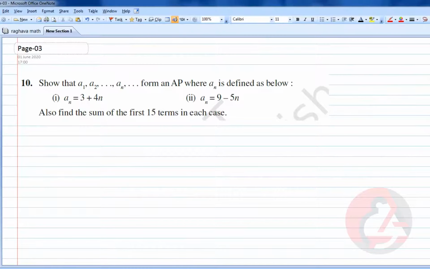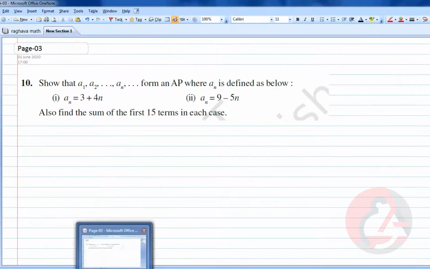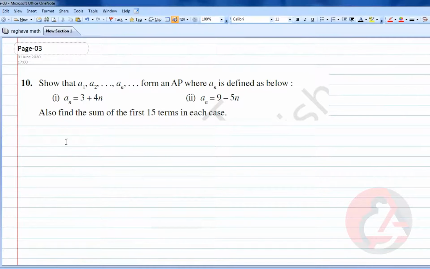So I will do the first question. He defined an with an expression: an is equal to 3 plus 4n. That means n represents the position of the term.